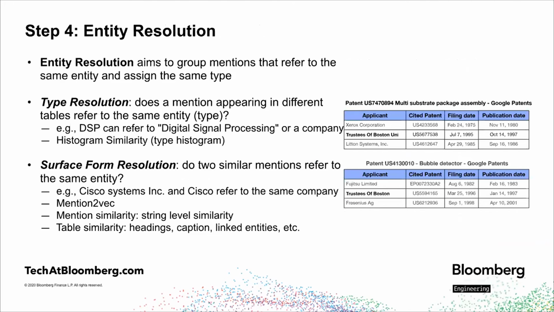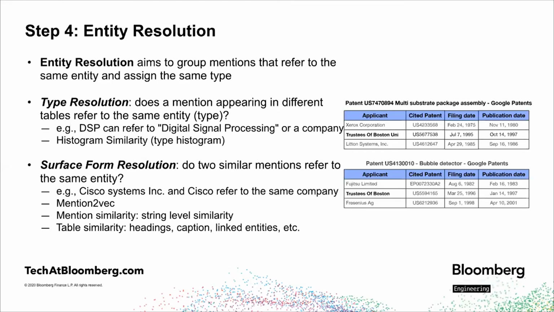Entity resolution is a very tiny task. It's trying to group the different aliases with the same type. Two subtasks: type resolution. It's trying to answer, does a mention appearing in different tables refer to the same type? For example, DSP might refer to digital signal processing or a company. But if it comes from different tables, how do we resolve this, right? So we use the histogram similarity, which is a type histogram. That is, if most of its neighbors refer to a company, then we assume DSP refers to a company. This is type resolution.